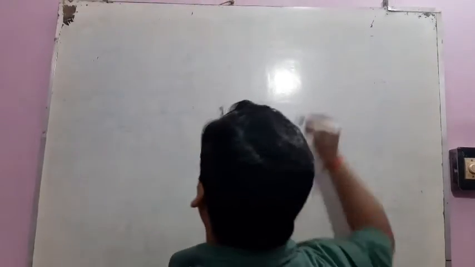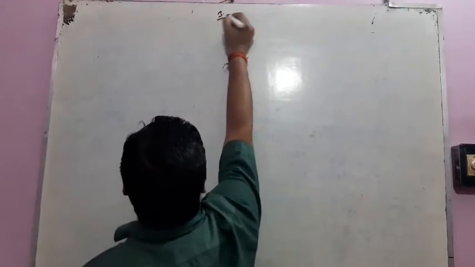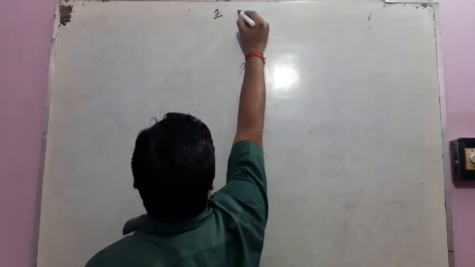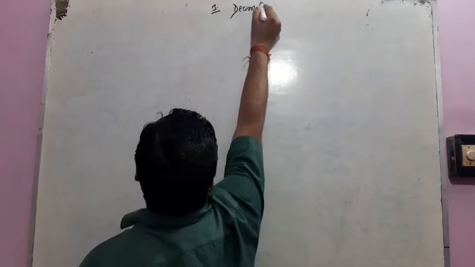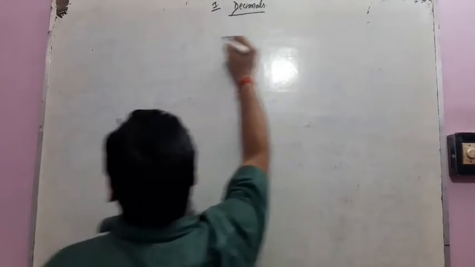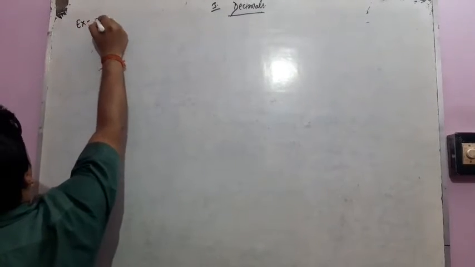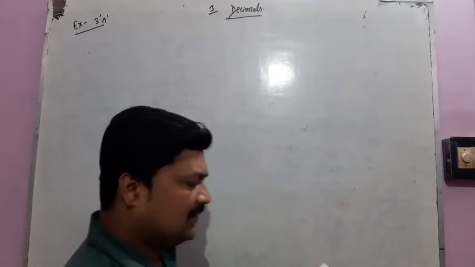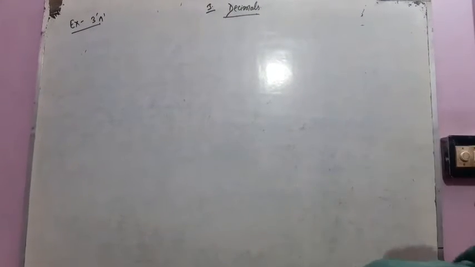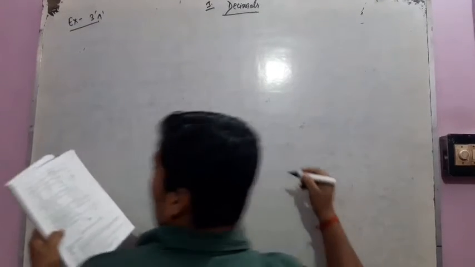We already have an idea about this lesson because we have also studied it in class 6. So here we will start exercise 3a. The very first question of exercise 3a: convert each of the following decimals into fractions in the simplest form.